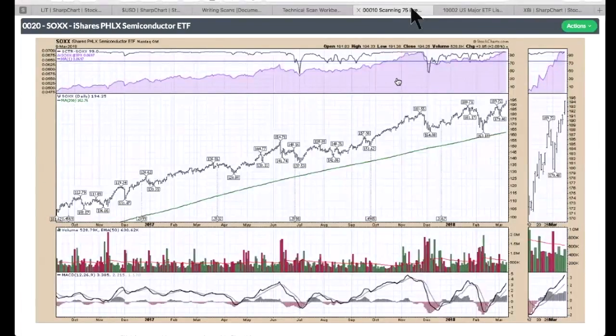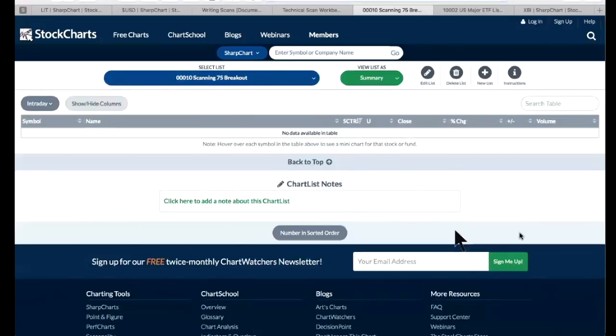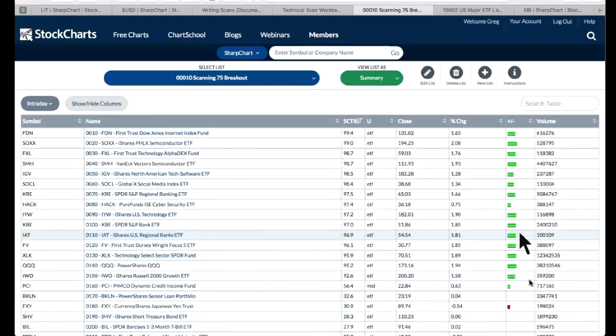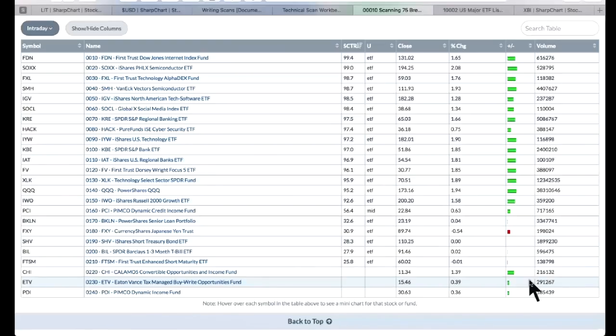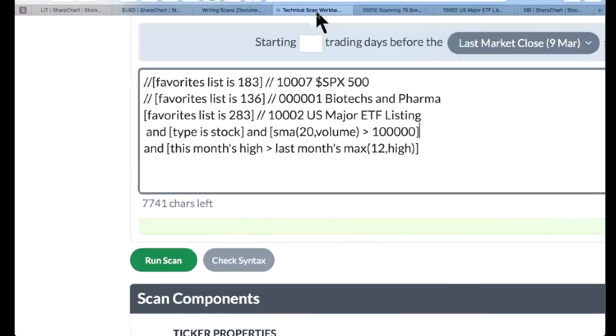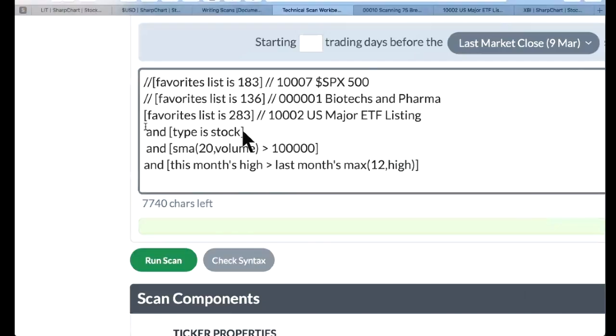So let's just view it in summary mode. First of all, what we see in summary mode is how many ETFs have broken out to a new high this month. And actually, I need to check one thing on my scan. Yeah, I probably should take this line out. One of the ways to take a line out very quickly is to just put comment bars in front of it. Let me run this scan again and just make sure.